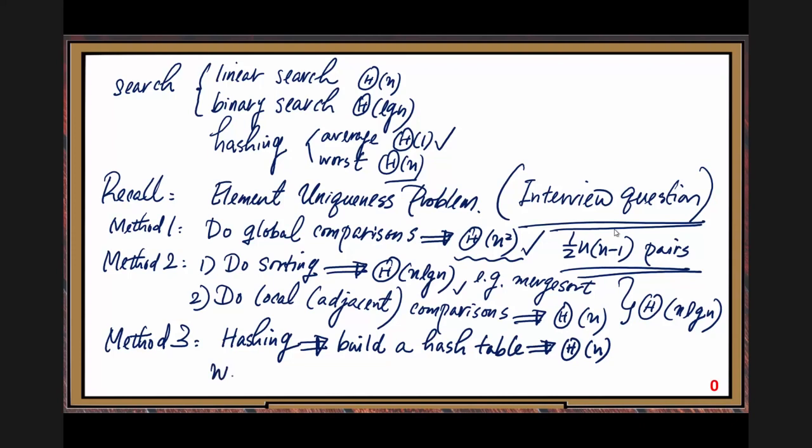Why? Let me explain. When you build a hash table, every time you insert a new element into the hash table, how do you do the insertion? You run a special function called the hash function. You plug the element into the hash function, and it returns the location in the hash table. You place this element there.